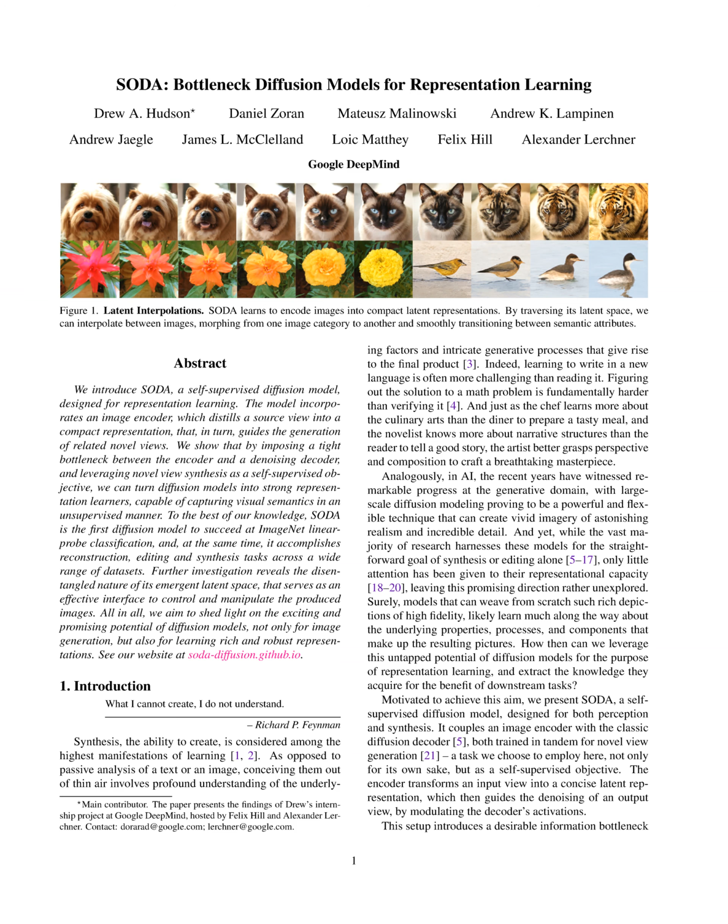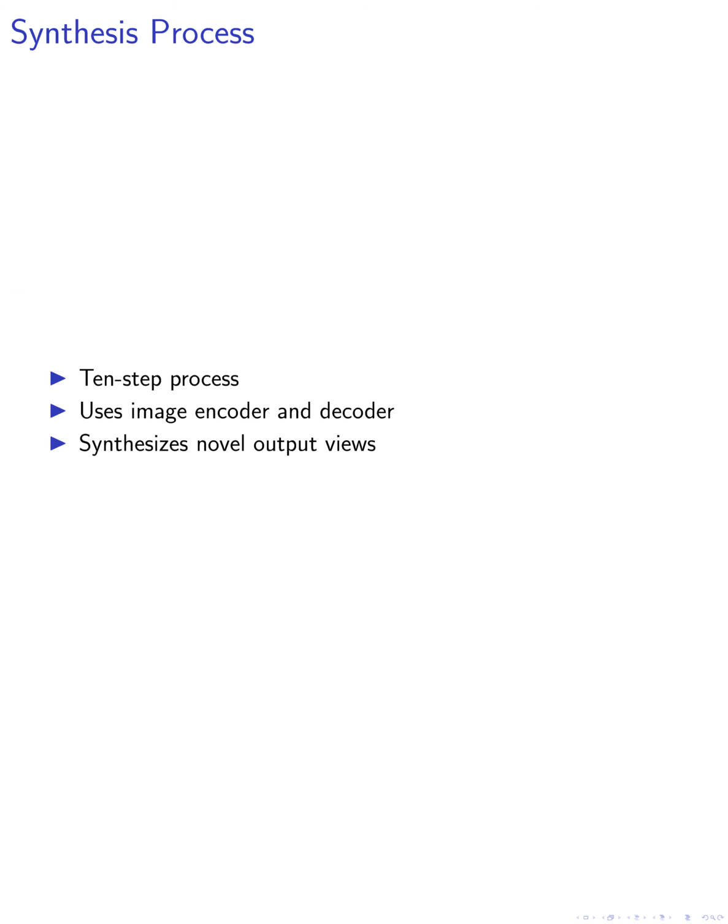In this paper, we present a 10-step process for synthesizing novel output views from input views using an image encoder and decoder. Firstly, we encode the input view into a low-dimensional latent representation using an image encoder. This process distills the most striking and prominent commonalities between the source and target views, allowing the encoder to focus on the image's most distinctive and descriptive qualities.